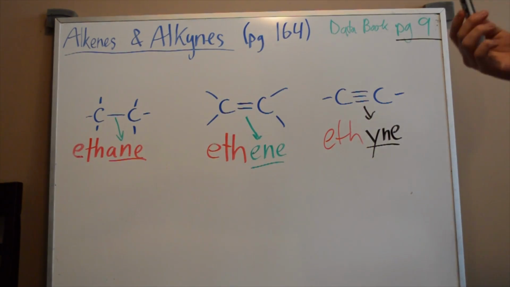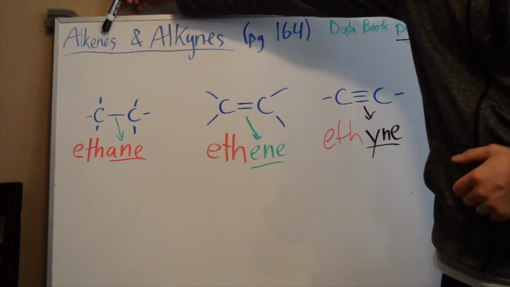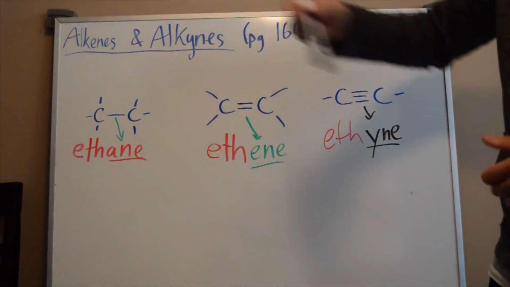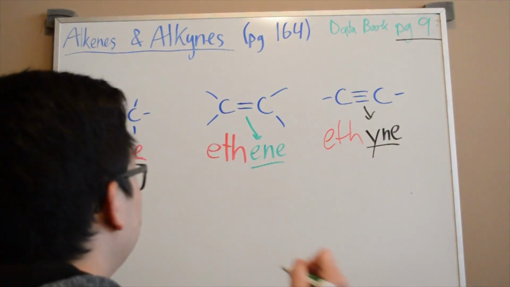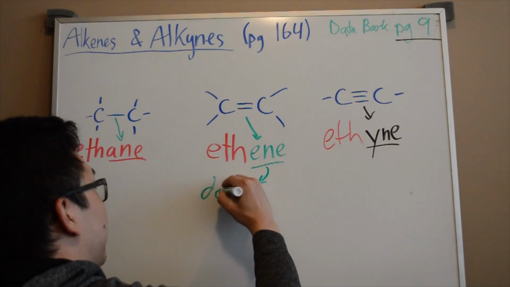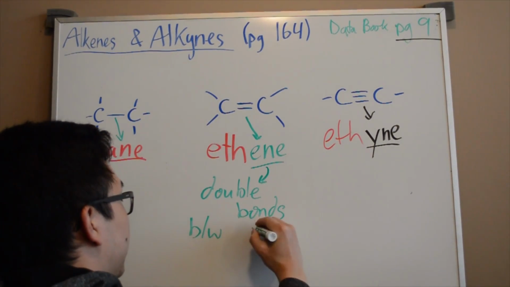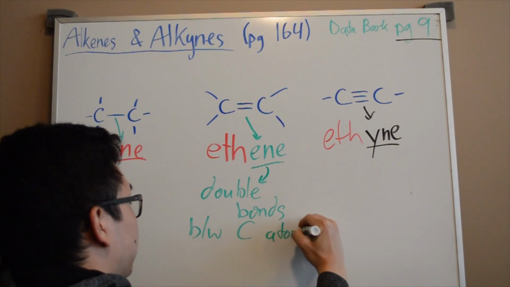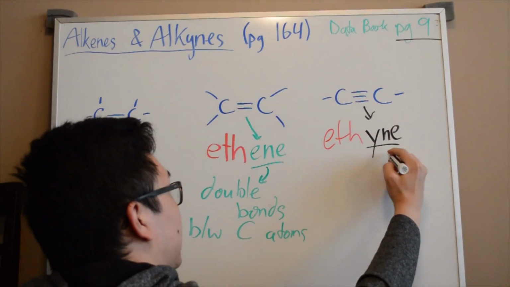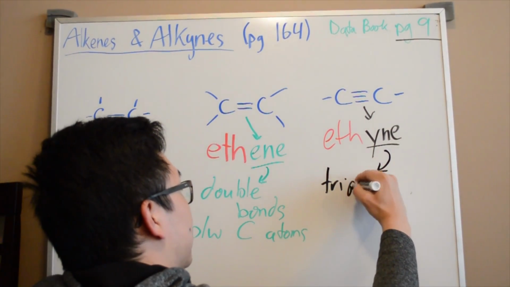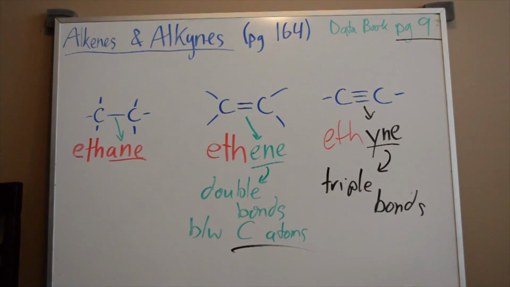And class, these are going to be the types of molecules that we're going to be looking at today. They're going to be called the alkenes and the alkynes. And what does that mean? The alkenes, we have double bonds between the carbon atoms. And what about the alkynes? The alkynes mean we have triple bonds between the carbon atoms there.